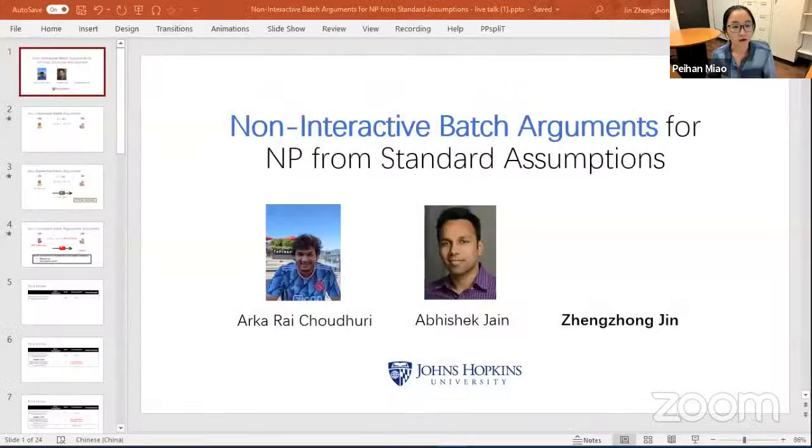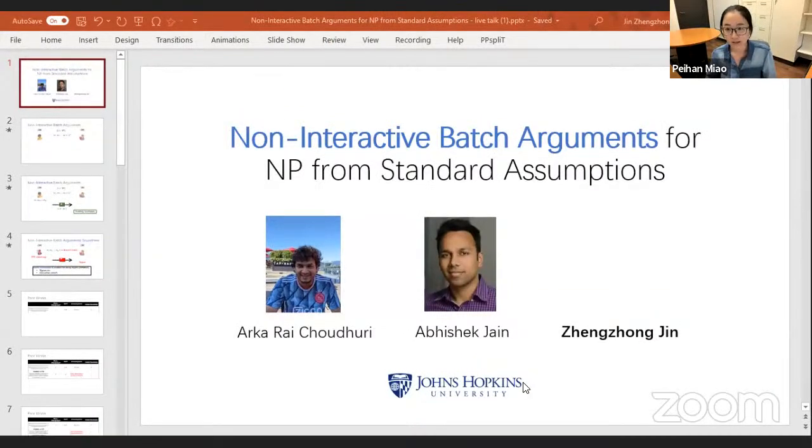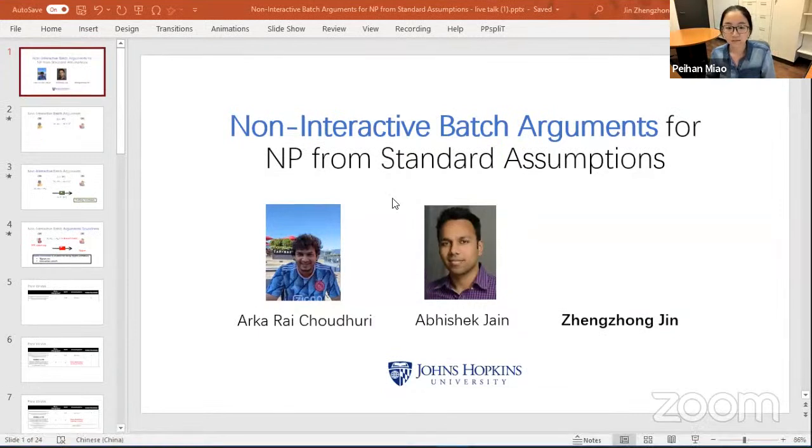And our first talk will be "Non-Interactive Batch Arguments for NP from Standard Assumptions" by Arka Rai Choudhuri, Abhishek Jain, and Zhengzhong Jin. And Zhengzhong will give the talk.